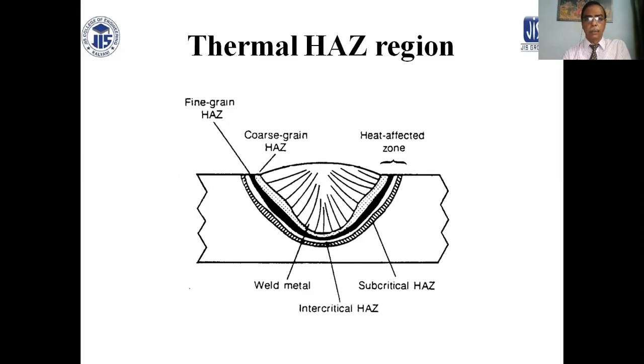Thermal HAZ region. This is a fine grain structure. Fine grain HAZ, coarse grain HAZ, and this is the heat affected zone. This portion is the heat affected zone. This is weld metal, columnar, intercritical HAZ, and subcritical HAZ. In this case, coarse grain was there and fine grains are here. Coarse to fine, this is the subcritical HAZ. This is the thermal HAZ. So it is clearly shown that heat affects the welded material and has an impact on the structure. This is the weakest zone of the structure, so it has to be taken care of by heat treating the material.